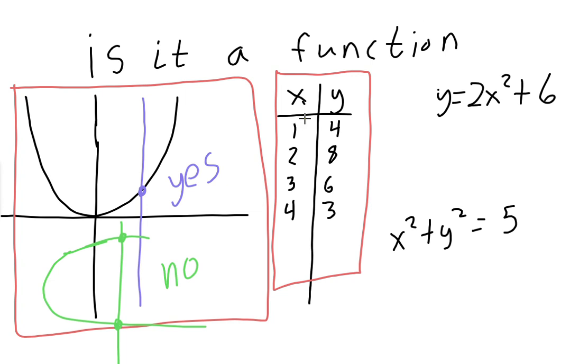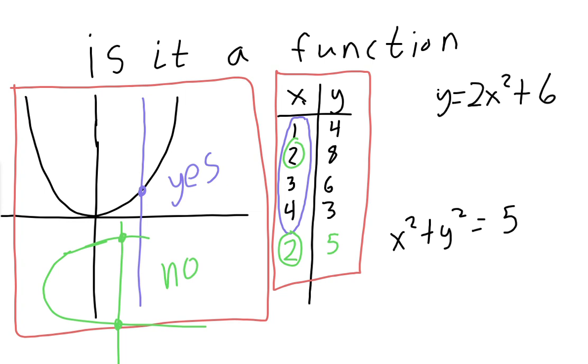Instead, all you have to do is just check these numbers here. Are there any repeats? 1, 2, 3, 4. This one is a function because I didn't repeat anything. But if I were to say, oh, here, let's put a 2 here. I don't really care what I put over here. How about I put a 5 there? Now it's not a function because there are two x's.